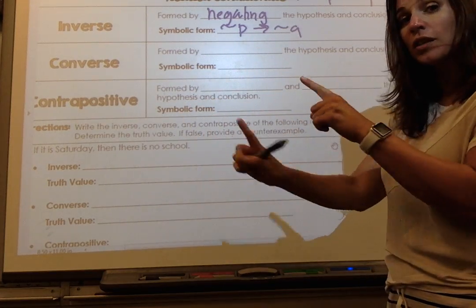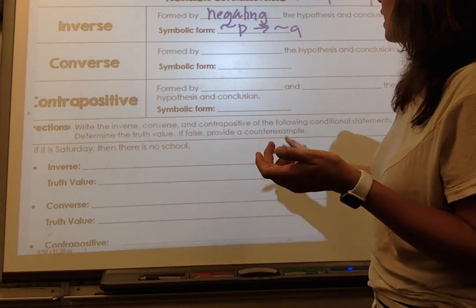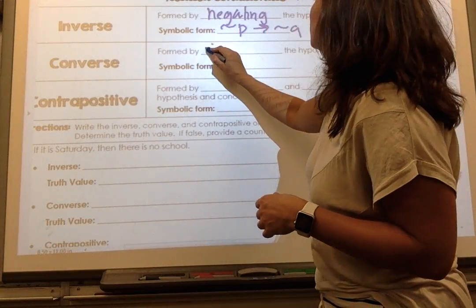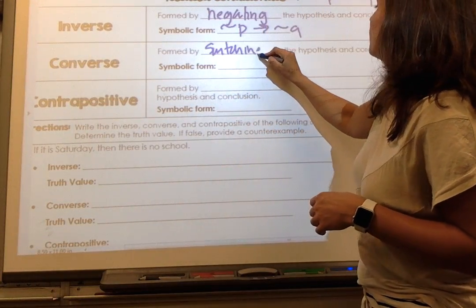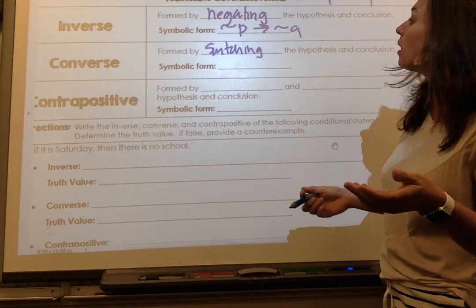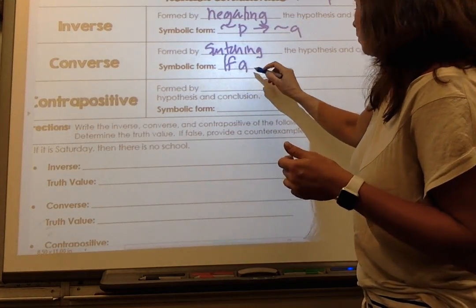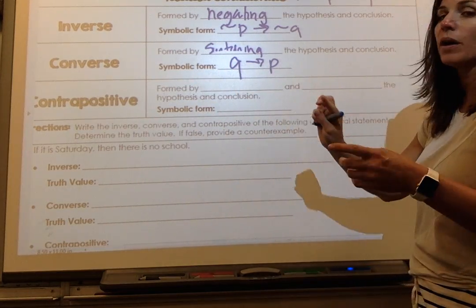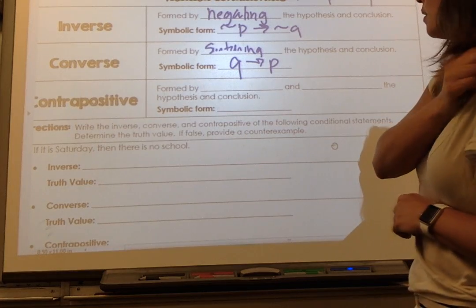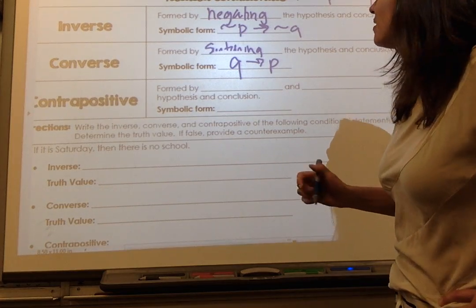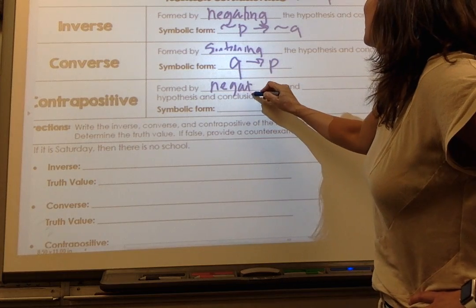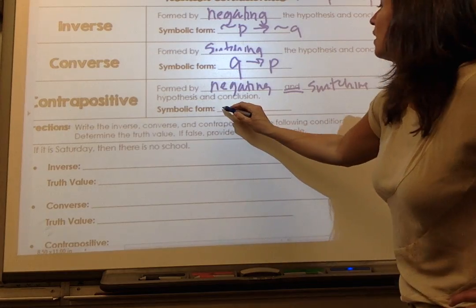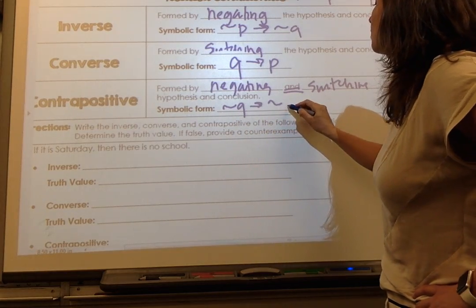The converse is formed by switching the hypothesis and the conclusion. My symbolic form now is going to be if Q, then P. So I just turned them. And then my contrapositive is formed by negating and switching. So now it's going to be if not Q, then not P.